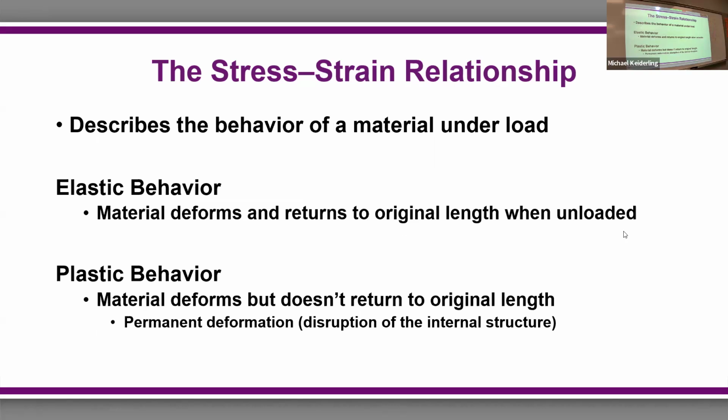Now, the stress-strain relationship describes how a material behaves under load. And there are two common types of behavior. There's elastic behavior, where something stretches, and then when you remove the load, it returns back to where it was. And then there's plastic behavior, when something deforms and does not return.